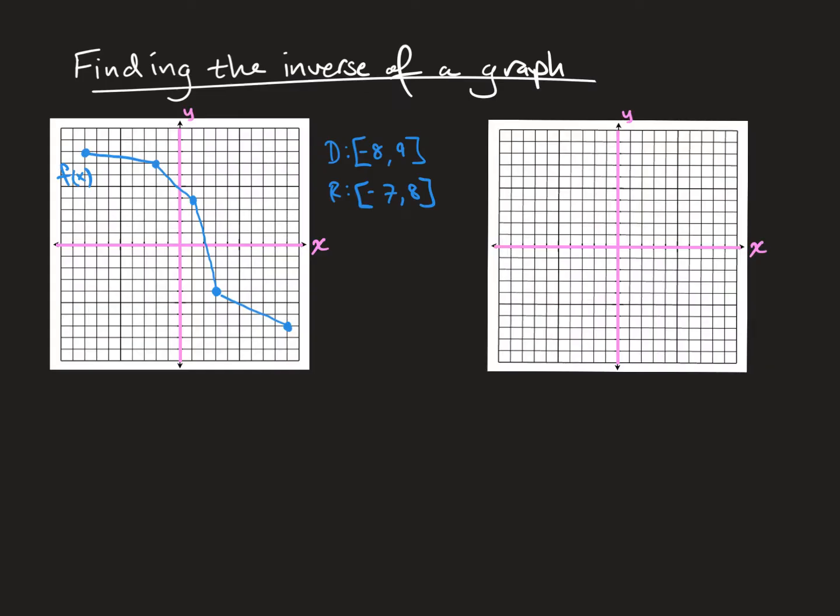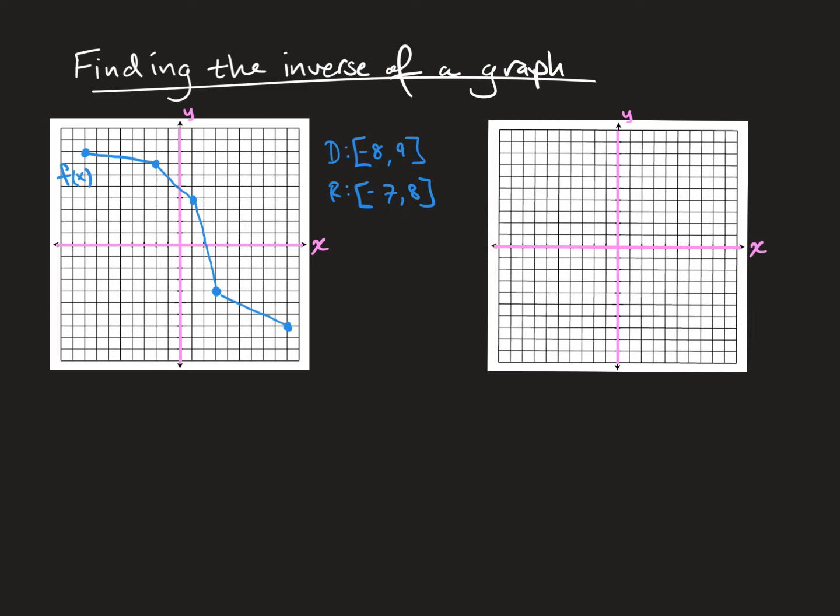Finding the inverse of a graph. So here on the left coordinate plane, you can see that I have a function f of x, and yes, it is a function because it passes the vertical line test. And this function has this domain from -8 to 9, and this range from -7 to 8. Now, it would be a real shame if we tried to find the inverse of this, plotted it over here, and the inverse was not a function. It would have wasted all of that work.